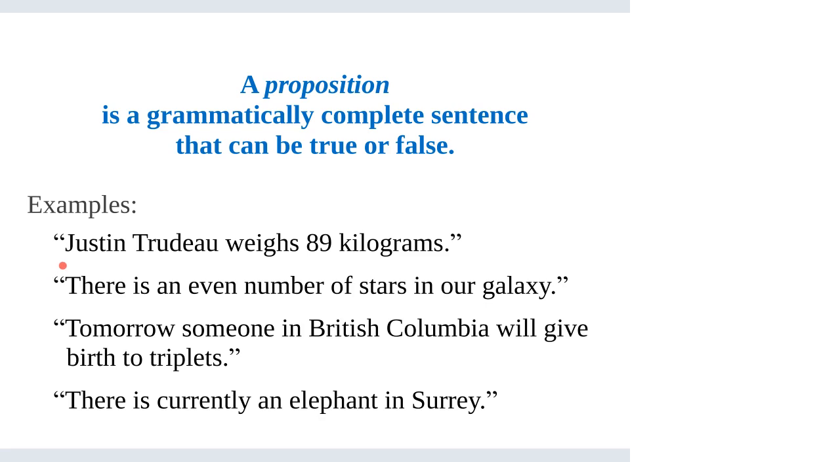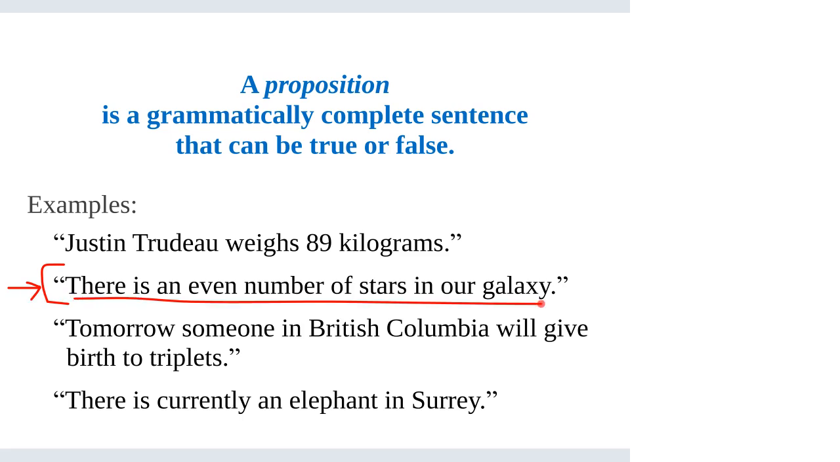Here's another proposition. There's an even number of stars in the galaxy. Now, it would be kind of hard for me to weigh Justin Trudeau. I'd have to get past security, get his consent and whatever, but it's doable. Unlike the first proposition, this second proposition is not one I could ever be in a position to test. I can't count the number of stars in our galaxy. I doubt anyone will ever be in a position to test it. Nevertheless, even if we can't establish whether the claim or the proposition is true or false, and you can use claim and proposition interchangeably, they're synonyms, there's still a truth of the matter out there that would show that this proposition is either true or false.